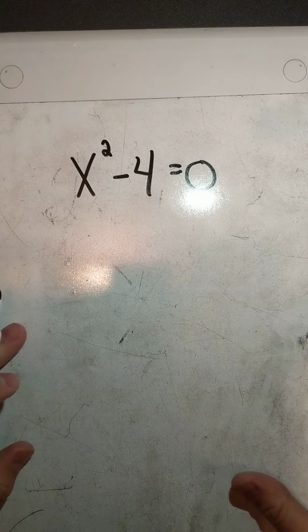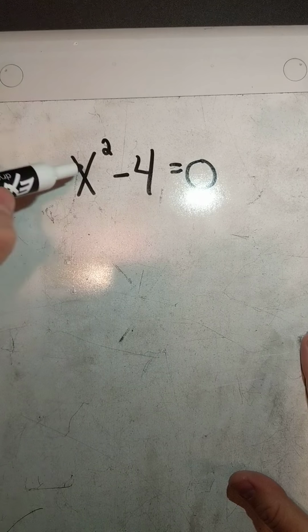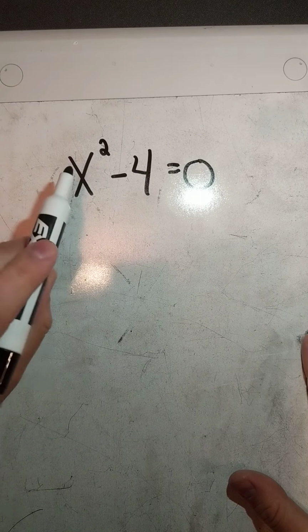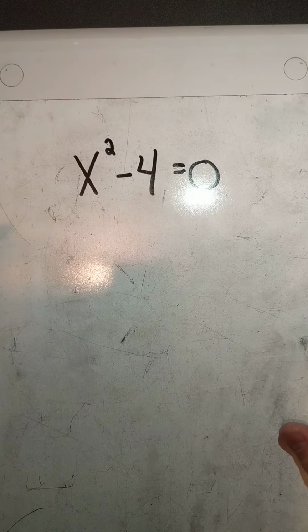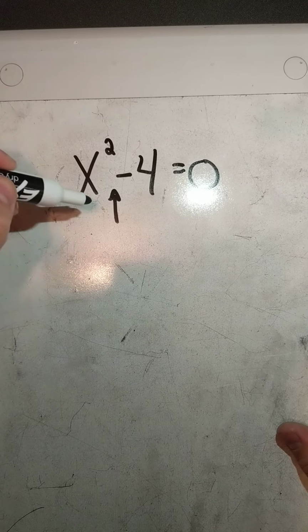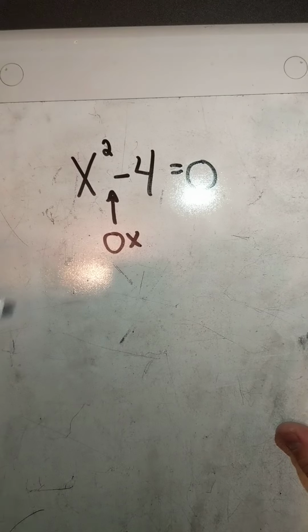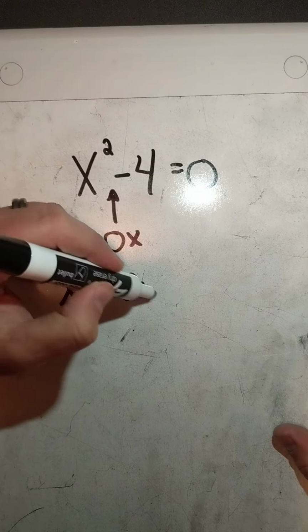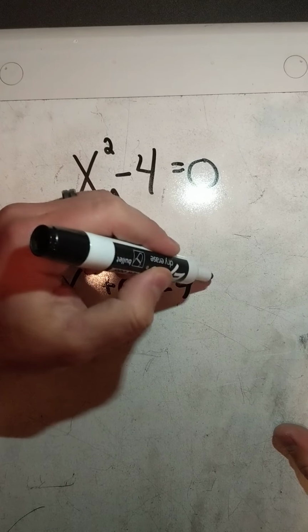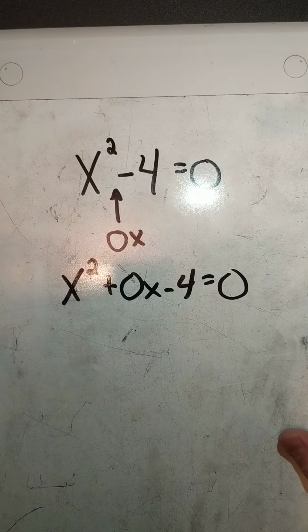So the first thing that I want to point out is that since I have two terms, this is still in standard form of a quadratic, so we still have to have an a, a b, and a c. So I'm going to go ahead and put in that b value of 0x. So I get x squared plus 0x minus 4 is equal to 0.